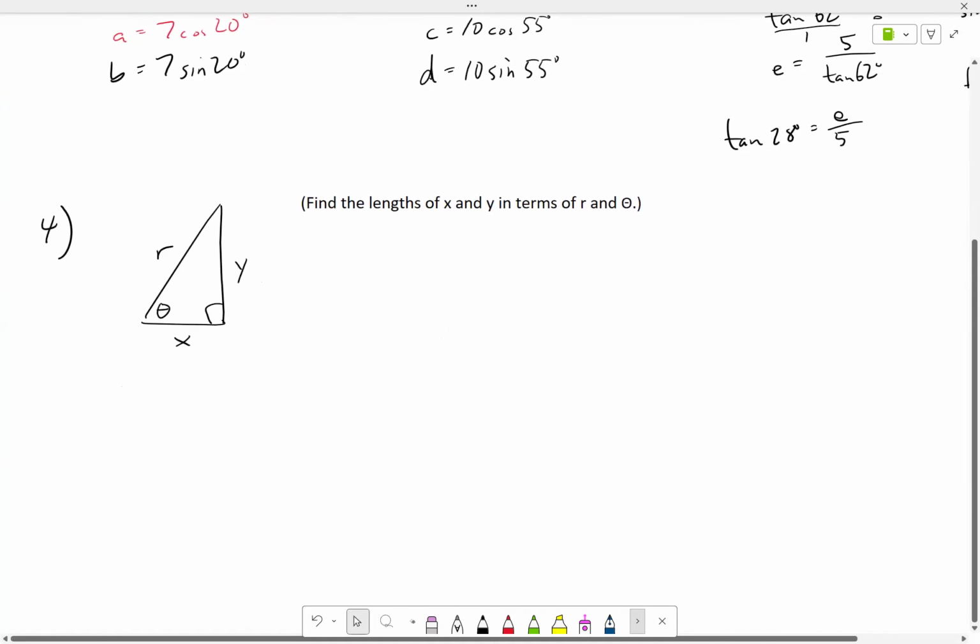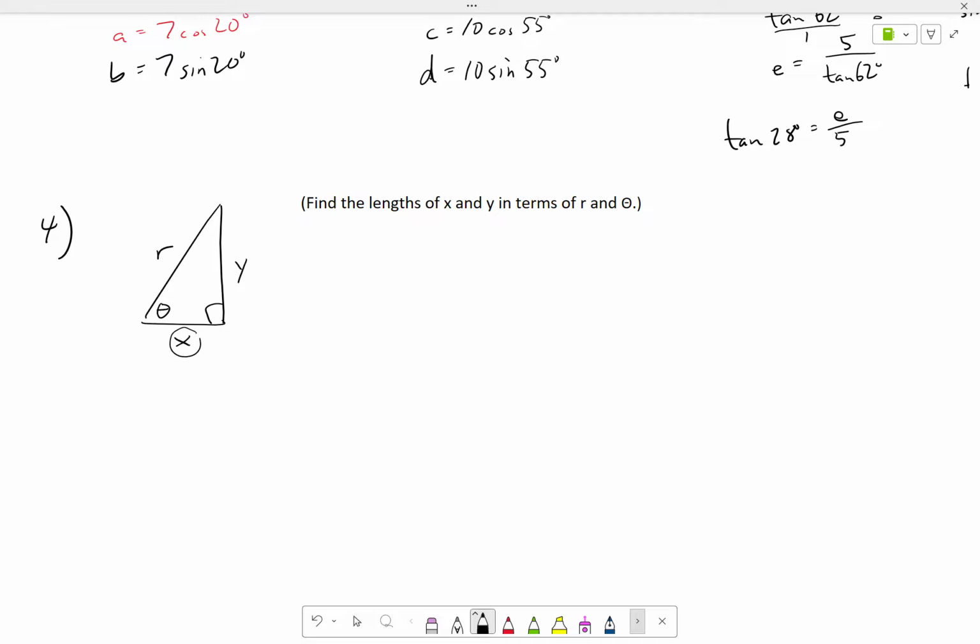Okay, 4. Who'd like to help us with X? Someone who hasn't given us an answer yet. Yes, Simran. For X, you can do cosine of theta, which gives you X over R, and then multiply cosine theta by R. So x equals r cosine theta. Are we good with that?